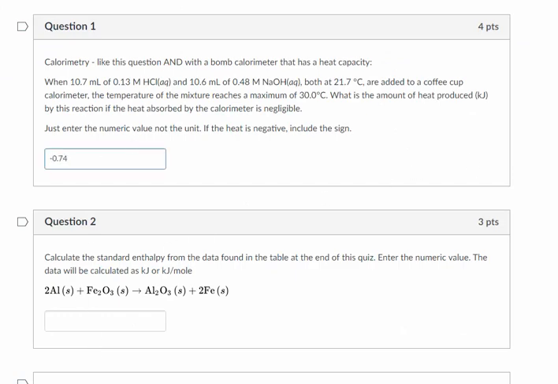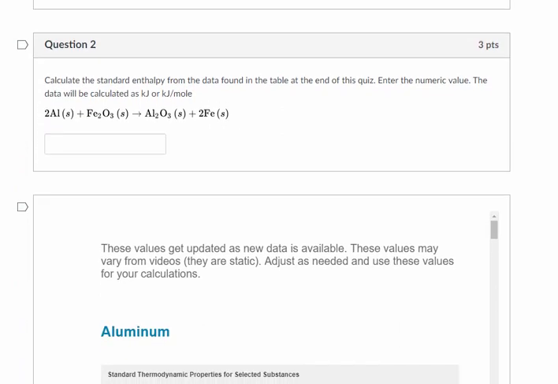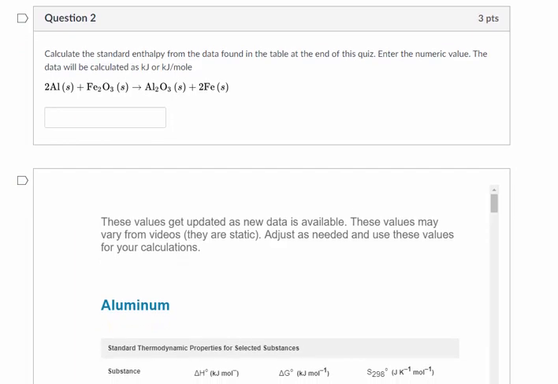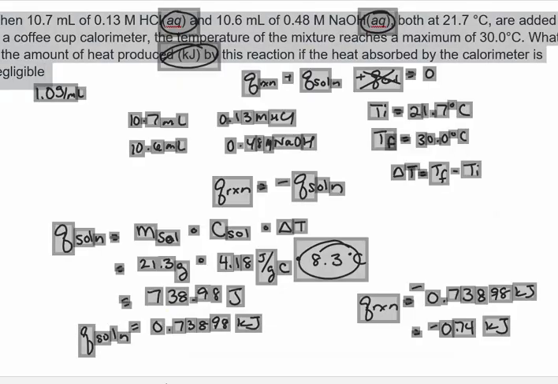Number 2, calculate the standard enthalpy from the data found in the table. It says at the end of the quiz, it seems to be right below it for convenience. The data will be calculated as kilojoules or kilojoules per mole. Now when we go to calculate one of these, we need that balanced chemical equation first, and that was solid aluminum reacts with iron 3 oxide to form aluminum oxide and iron.